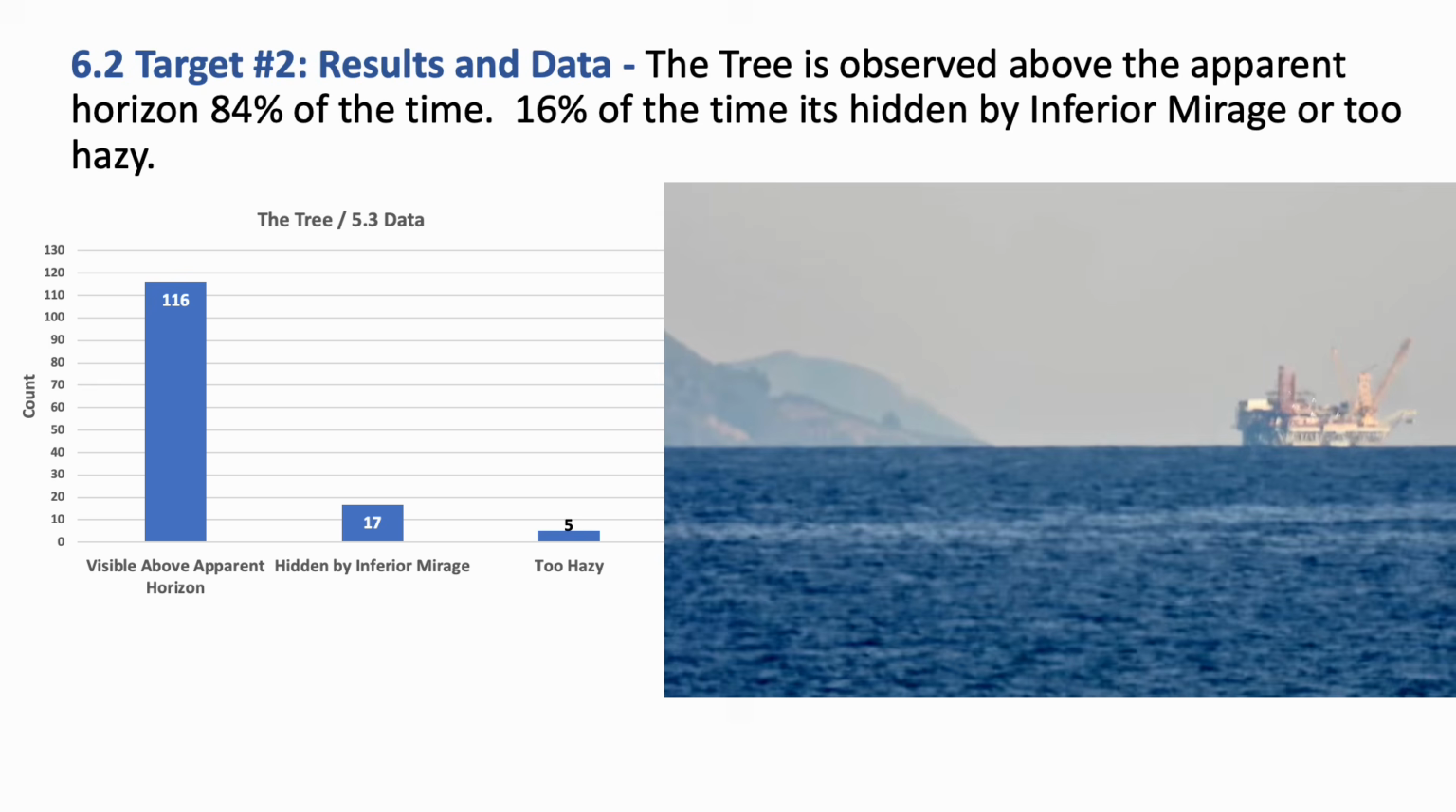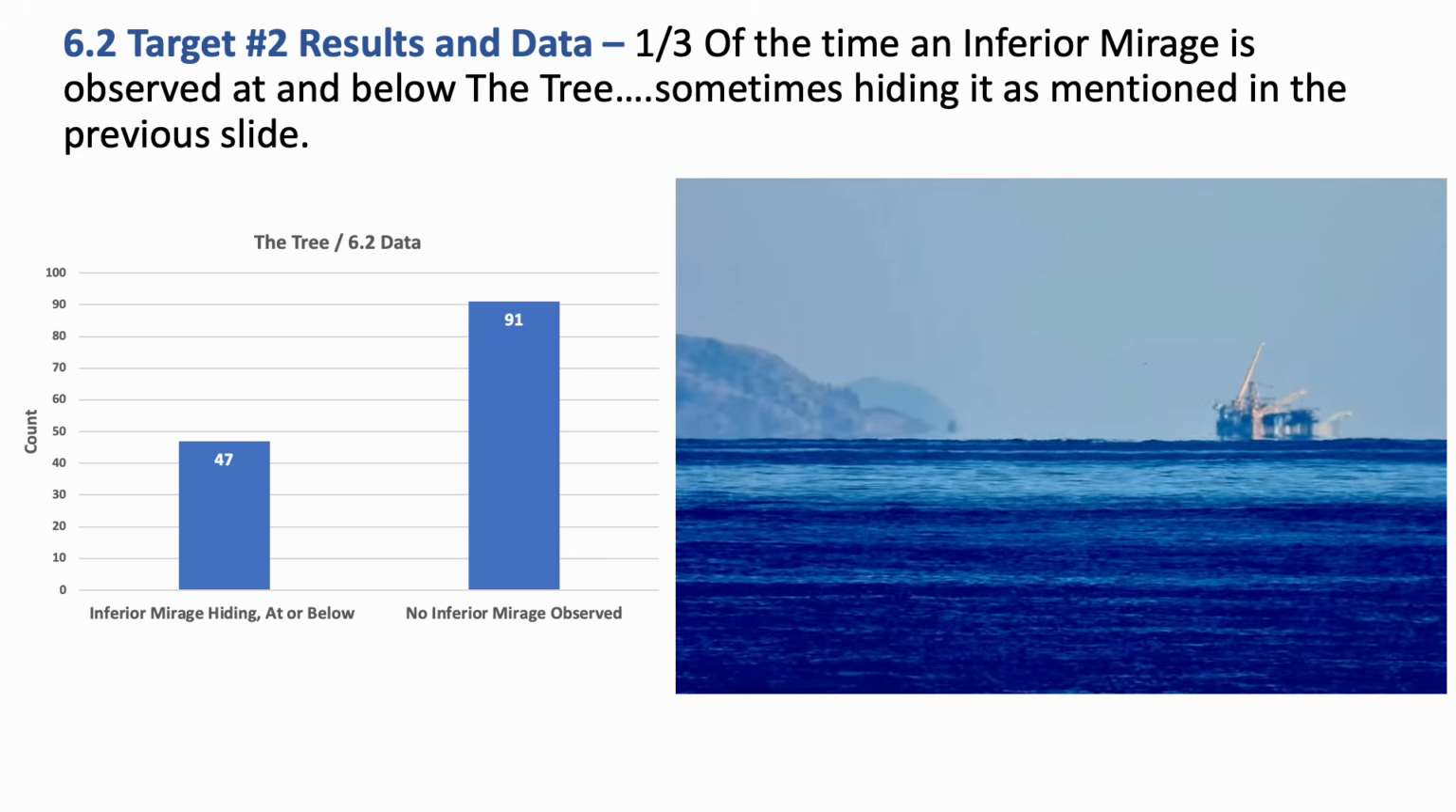The tree is observed above the apparent horizon approximately 84% of the time. The other 16% of the time it's hidden by an obvious inferior mirage, or it's just too hazy to see. About 1/3 of the time, an inferior mirage is observed at and below the tree, sometimes hiding it, as mentioned in the previous slide. You can see here the tree's just on the vanishing line of the inferior mirage, and the mirage is seen below the tree. It's also below this boom here on Platform Hogan.